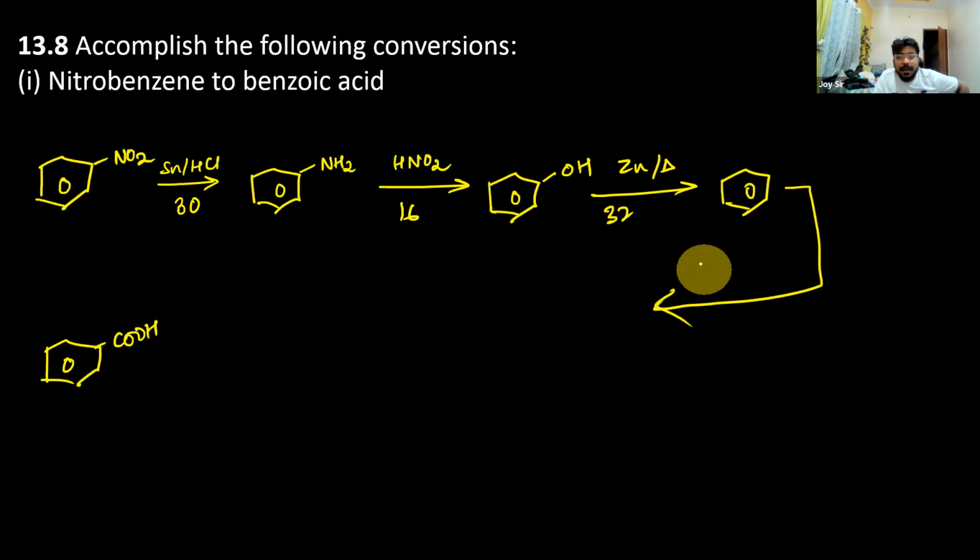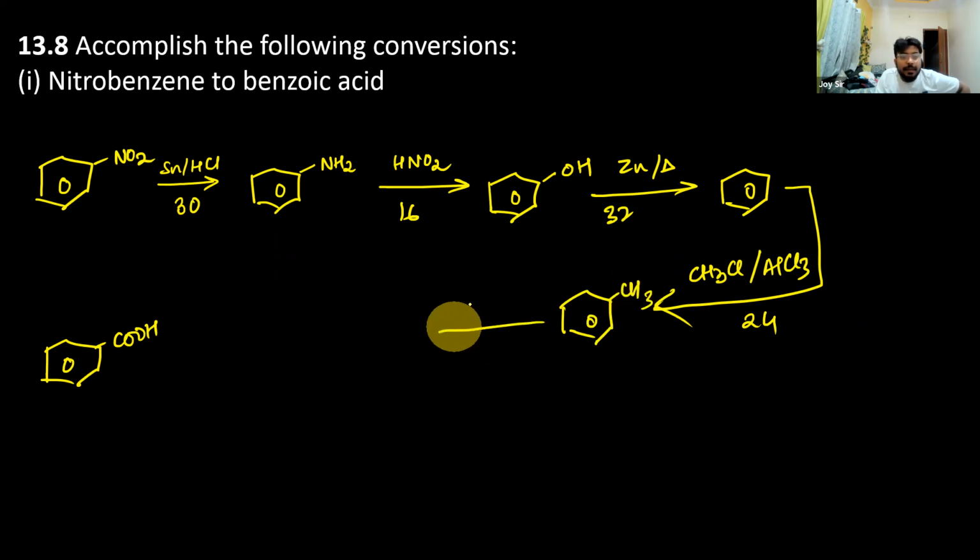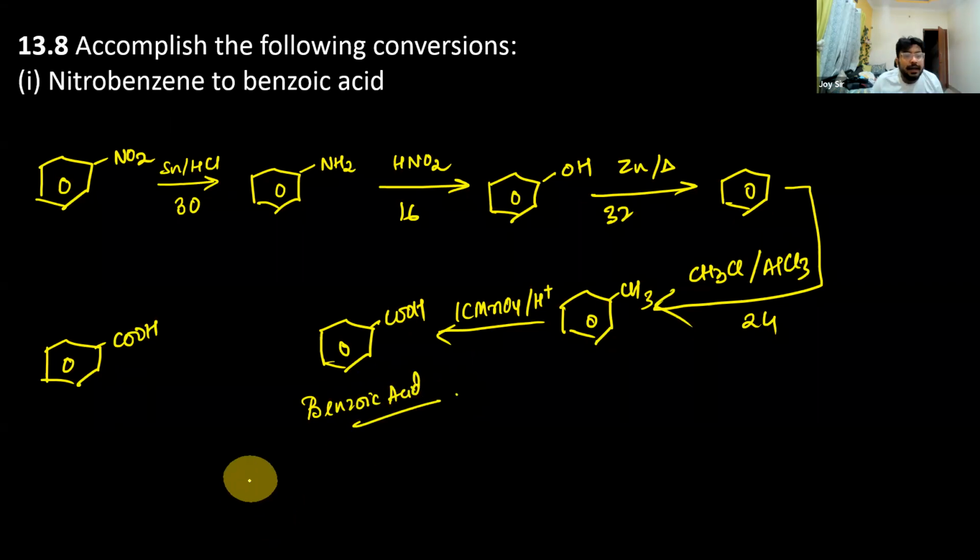From benzene we have to make an alkyl benzene by Friedel-Crafts, CH3Cl, AlCl3, number 24 reaction. It will become toluene. Okay, CH3, then directly use KMnO4. KMnO4 in the presence of H plus, it will become benzoic acid. So from nitrobenzene we can comfortably make benzoic acid. There are a few steps, but you can see that it is possible to do. KMnO4 is step number 28.